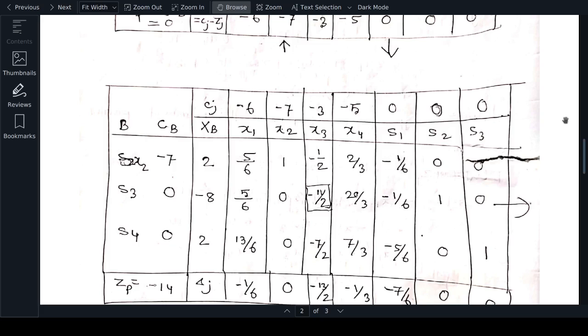Will it be S2 and S3? I mean, S3 and S4 are not there, no? Huh? So, like, the rows... Oh, X2, yes, yes. S2 and S3 should be there, no?